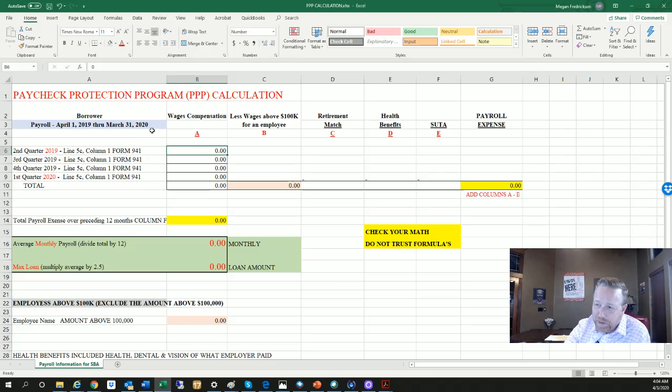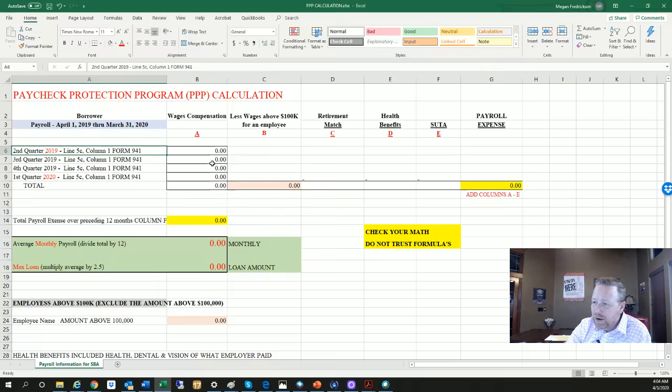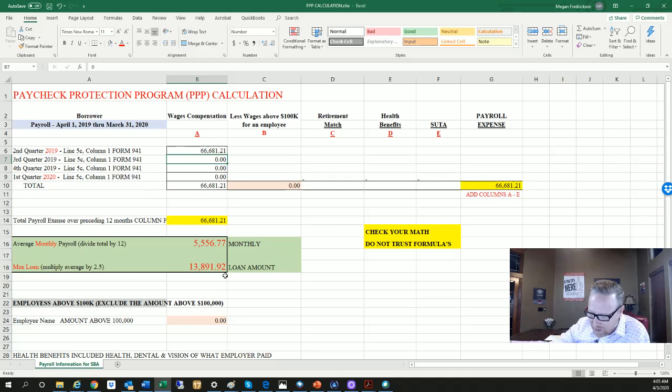So let's just say that, look, I'm in second quarter 2019, and on that 941, it was $66,681.20. So I'm just going to come on back here, and for that, I'm going to put in 66,681.21, and then watch what happens. Right now we know someone's going to qualify for a $13,000 loan. Now, let's say that you look at the next 941.